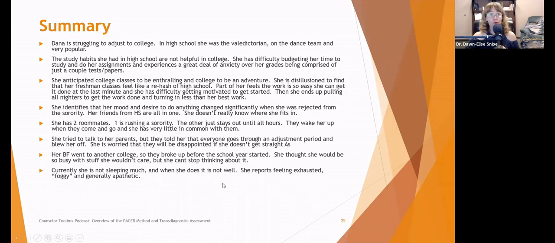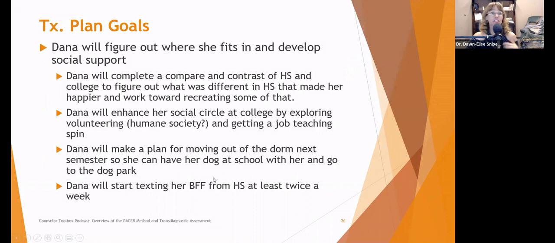And obviously, we want to intervene before she A, gets into academic problems, B, drops out of school, or C, becomes clinically depressed and suicidal. So, this clearly could go south.